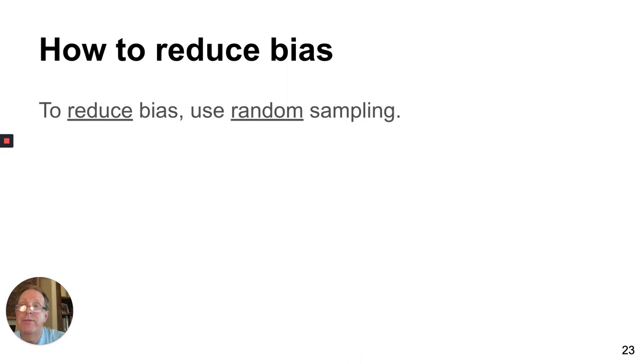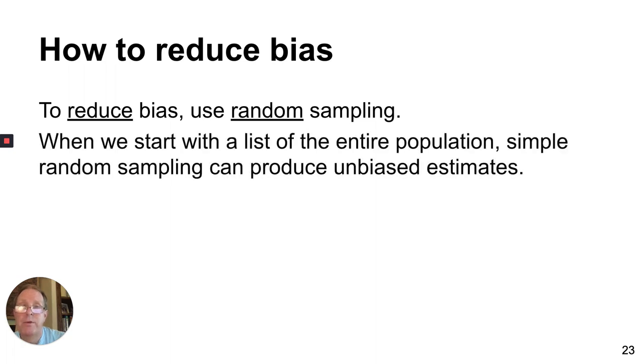How to reduce bias? Randomize. Notice how I say to reduce bias, we use random sampling. Random sampling reduces bias. Do not say that random sampling eliminates bias. Random sampling reduces bias. When we start with a list of the entire population, simple random sampling can produce unbiased estimates.